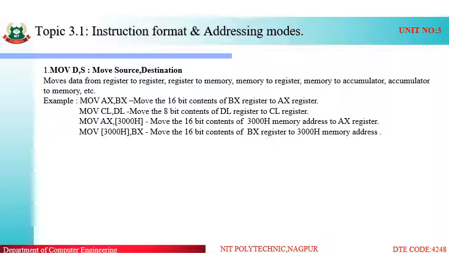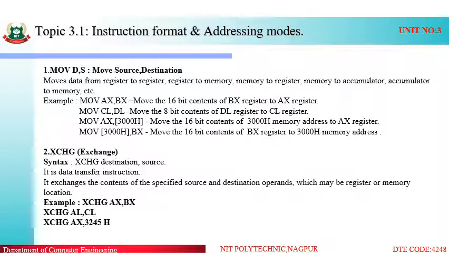Now next, MOV AX comma in square brackets. Square brackets mean this is a memory address. Whatever data is in the 16-bit memory address will be moved into the AX register. Similarly, MOV 3000H comma BX: the contents of BX will be moved into the memory location 3000H.